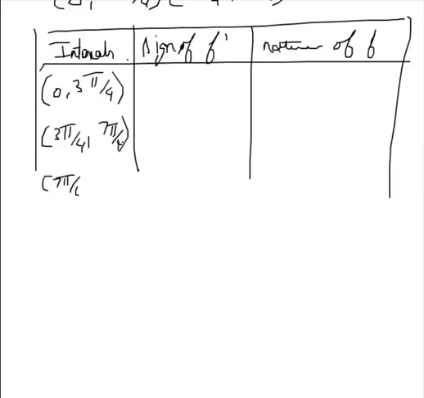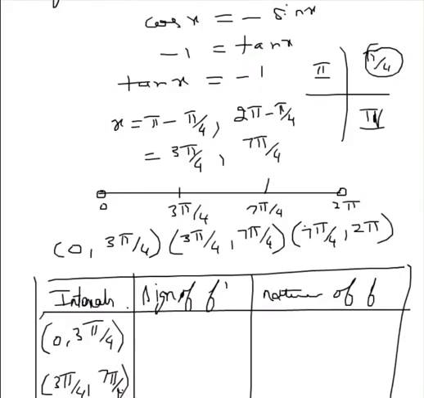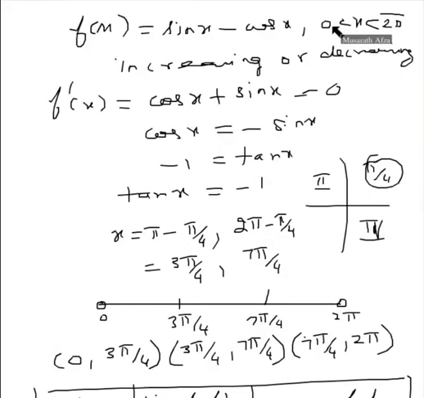7 pi by 4 to 2 pi. Open. The intervals are all open because it is 0 strictly less than x less than 2 pi here. That's why open interval. If it is equal to, you should use closed interval at 0 and 2 pi. We have one example in our textbook.